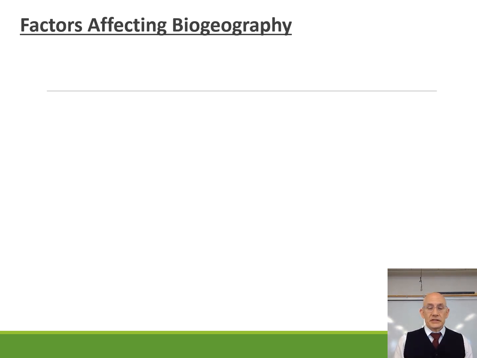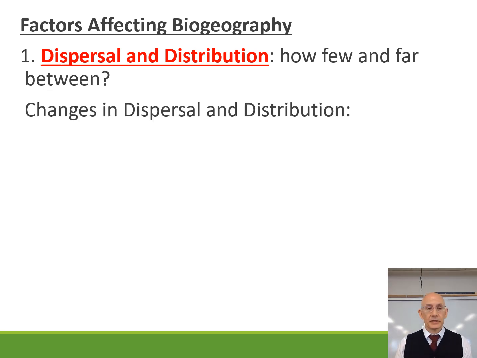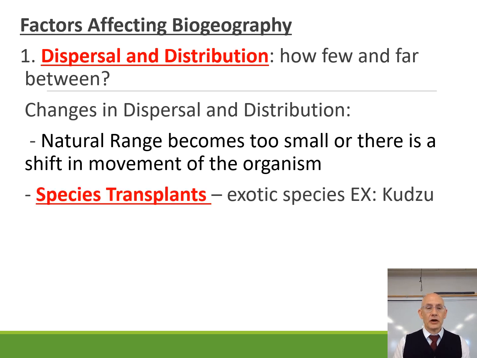Some of the major things affecting biogeography are going to be how organisms are dispersed, whether they are kind of clumped together, whether they are spread far apart, how they get to different places. We'll talk about this more in detail when we talk about population. But all of these things affect what's known as the natural range of an organism and where they normally live.